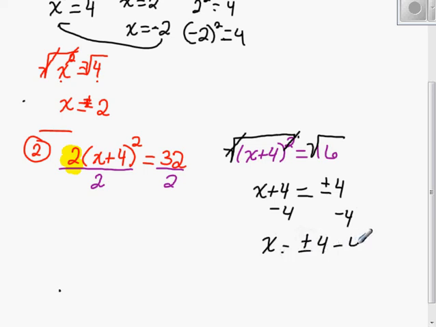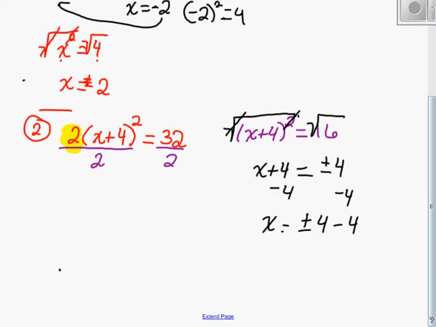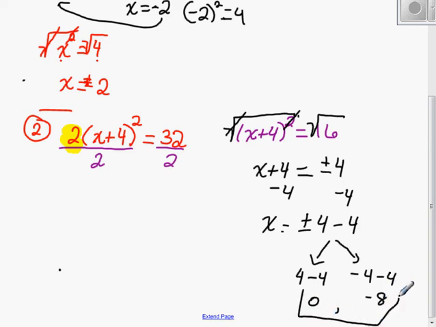That's kind of a strange way to look at a solution. So to figure out our two different solutions to get a better idea of what these numbers are, split this up into the two different pieces. We have positive 4 minus 4 and we have negative 4 minus 4. 4 minus 4 is 0, and negative 4 minus 4 is negative 8. These are the two different solutions to our quadratic. We have x equals 0 and x equals negative 8.